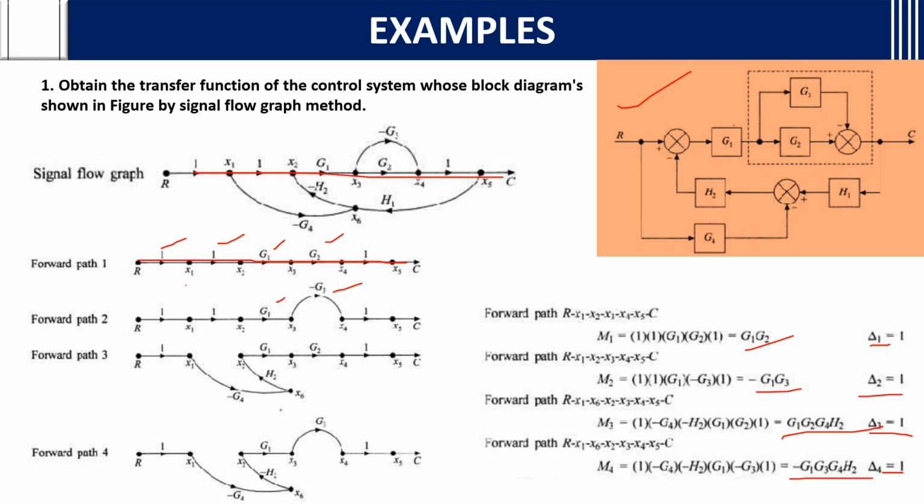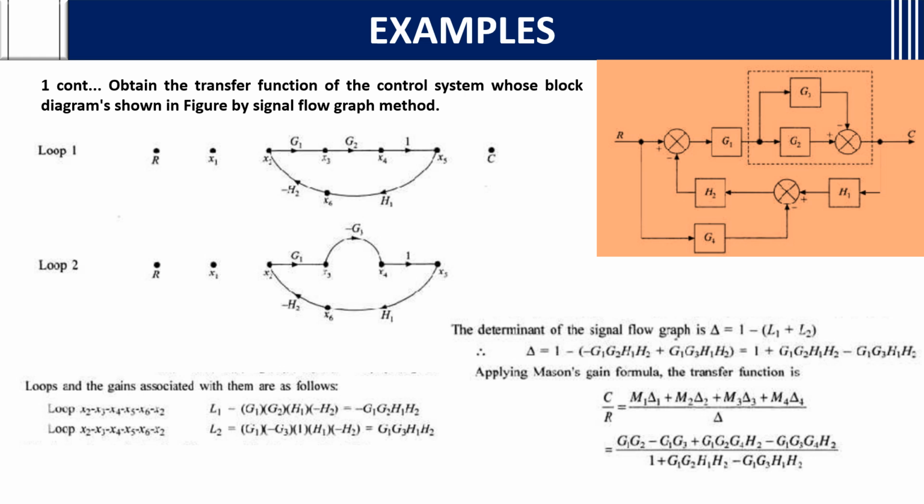Now we should do it for delta. For delta, what should we do? We should consider all the loops. How many loops are present? There are 2 loops present. One loop is this and one more loop is this. Loop means we should start from one point and end at the same point. So the 2 loops' gains can be multiplied.